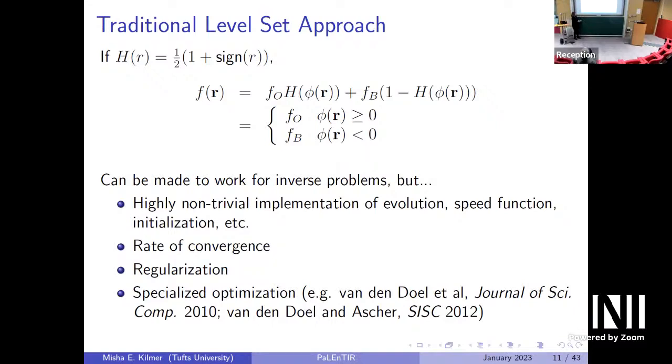It's really non-trivial to think about how to evolve this surface in that context. You have to pay attention to a speed function, how you initialize the surface. There are issues about rates of convergence. Regularization is just going to be needed. There's just too much freedom in just saying, I just want a level set of any old surface, right? And then you have to think about how we tailor the optimization so that we can get it to work efficiently.